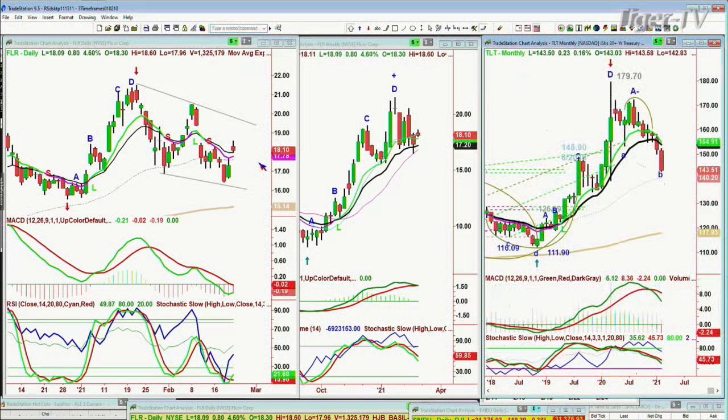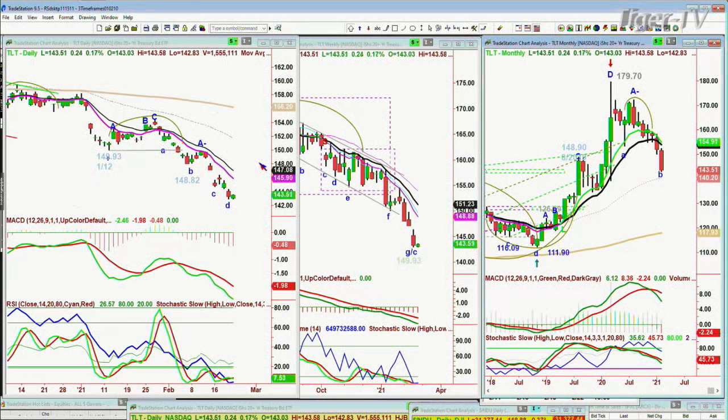All right, TLT. The TLT is bonds. Trying to turn around here. It's up 24 cents. And part of this is also when some of your leaders in the stock market start to decline sharply, money often drifts and goes into the security of fixed income. That's the area we're looking at right now.